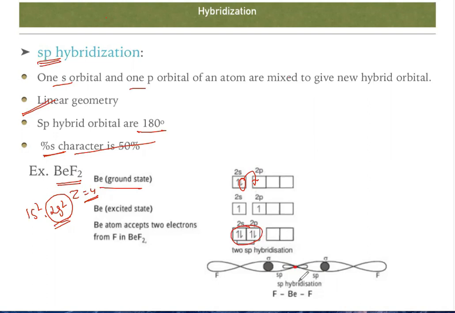This is the center, beryllium, and this is sp hybridization and another sp. Fluorine's last one is p. So there is overlapping of sp and p. Here it will be sp and p.